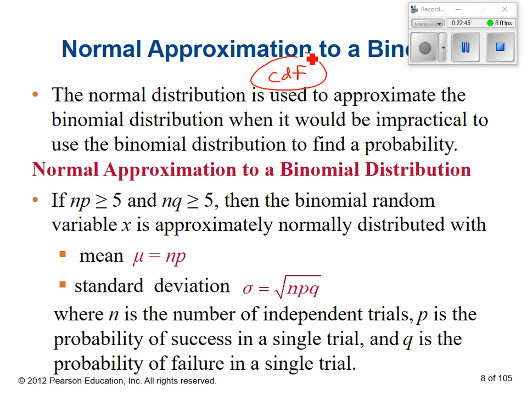So normal approximation to a binomial distribution, this part you do need to know. This has to be true. N times P has to be greater than or equal to 5, and N times Q has to be greater than or equal to 5. This decides whether we can use this setup or not. If N times P isn't greater than or equal to 5, or N times Q isn't greater than or equal to 5, then we can't use it.